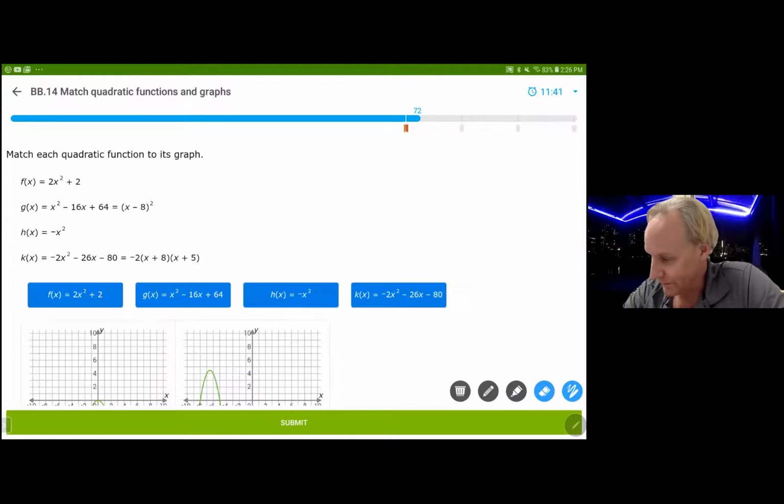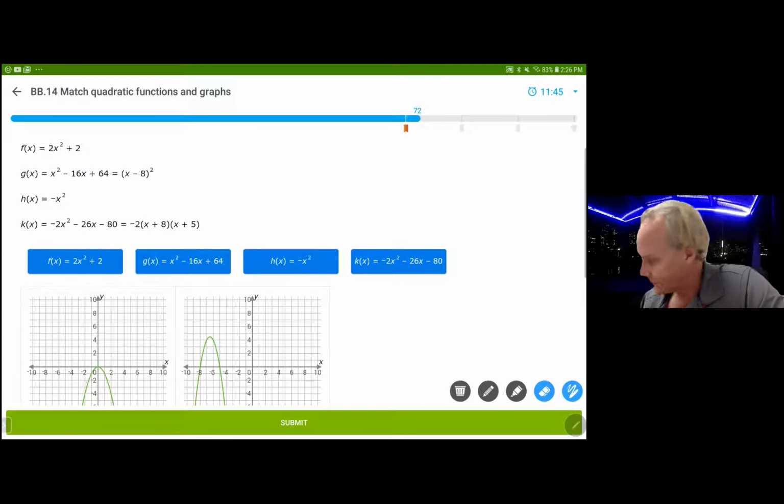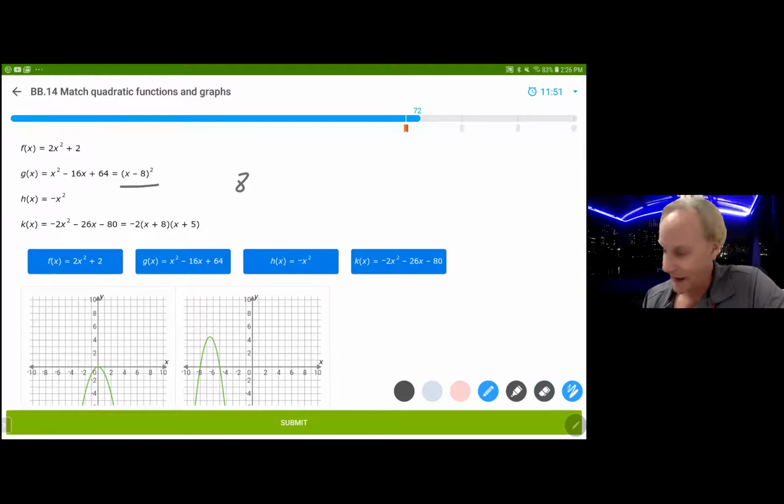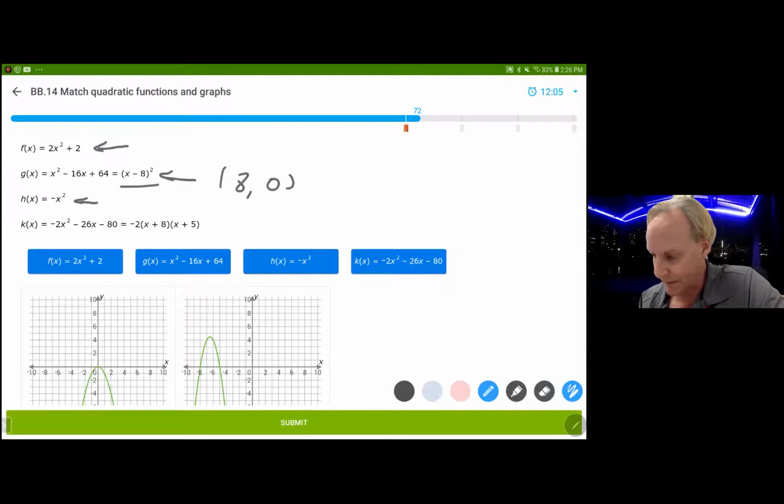I like these. These are fun. Oh, more of them. This is going to be much more fun. Okay, so look, this one, 8 is our special point, and 8 gives us 0, and that happens to be our vertex. So 8, 0 is our vertex for this one. This one, 0, 0 is our vertex, and it's going down. This one, 0, 2 is our vertex, and it's going up, and it's steep.